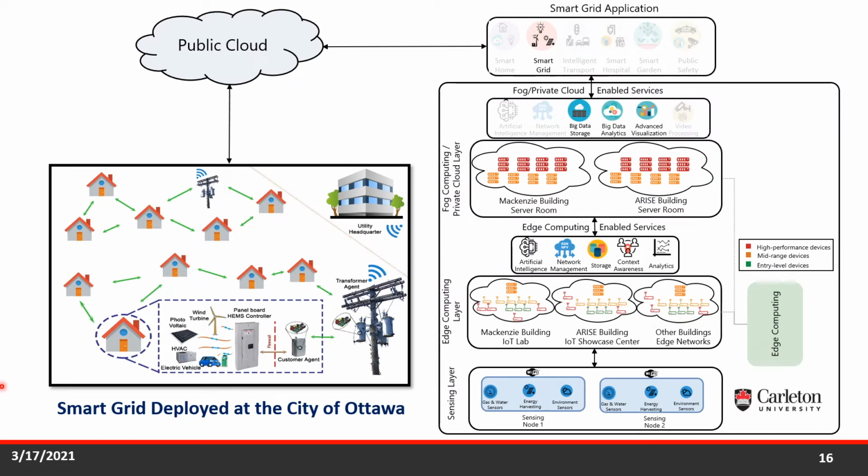Coming back to our main architecture, here we summarize that the smart grid application is both running externally in real homes in the city of Ottawa, and we also use our nodes to simulate appliances at Carleton University. And then we have this running both at the edge and as a fog. Now we go to the next application.